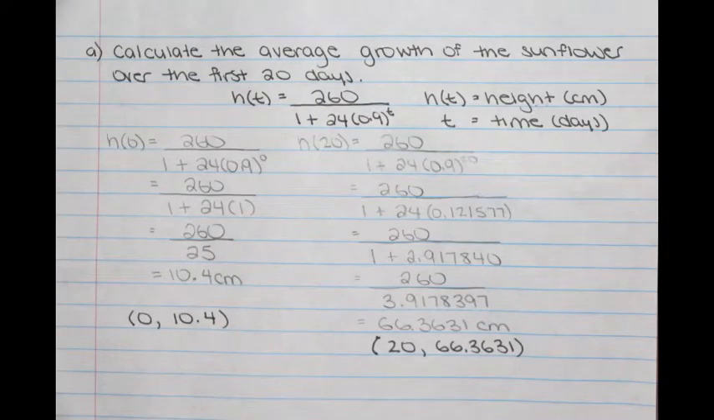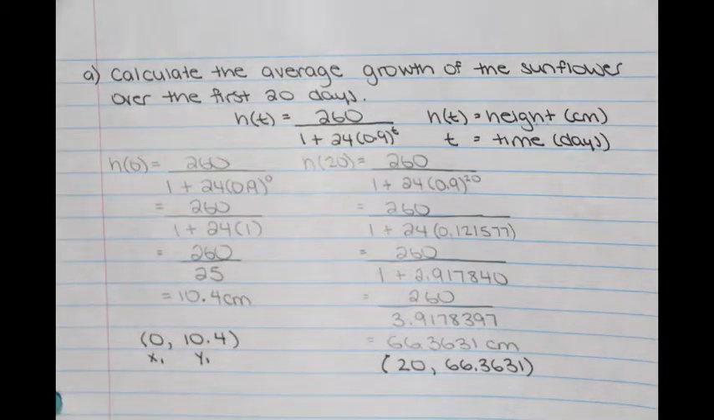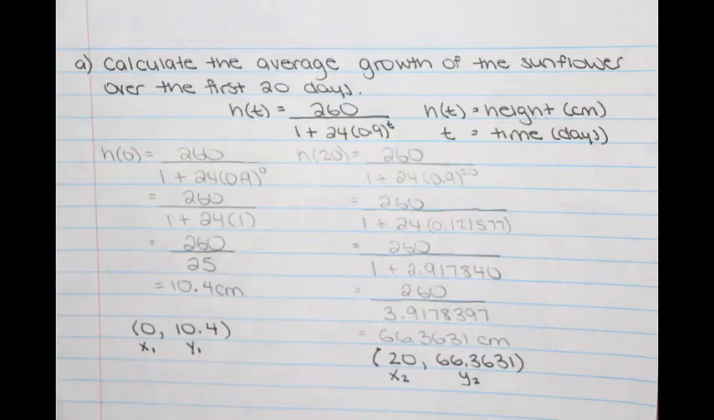Use the same method to solve for h of 20. h of 20 is equal to approximately 66.3631. Remember to keep at least 4 decimal places in rounded values to maintain accuracy. Next, write out your two coordinates. Label (0, 10.4) number 1. Its x value will be x1 and its y value will be y1. The second coordinate's x value will be x2 and its y coordinate is equal to y2.